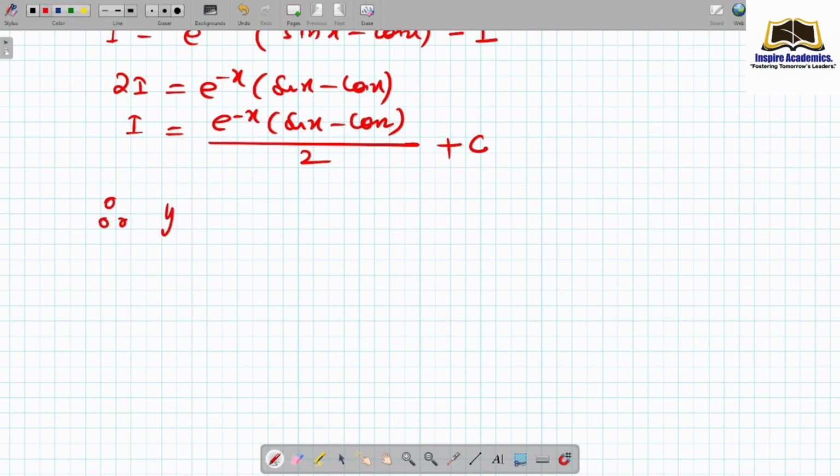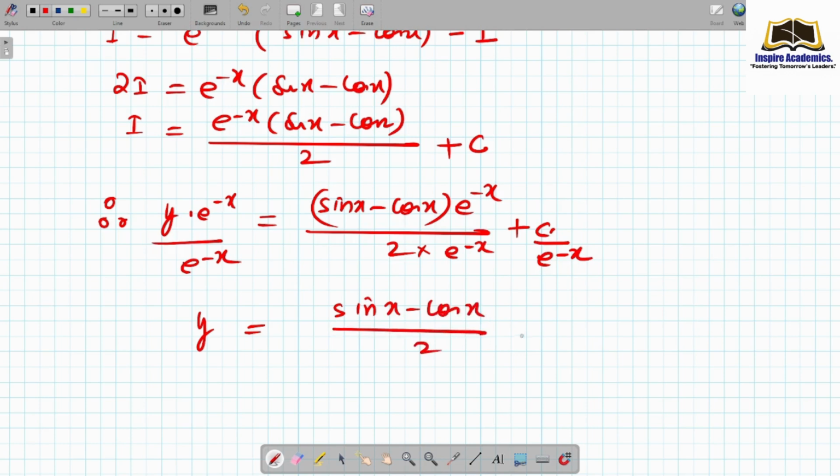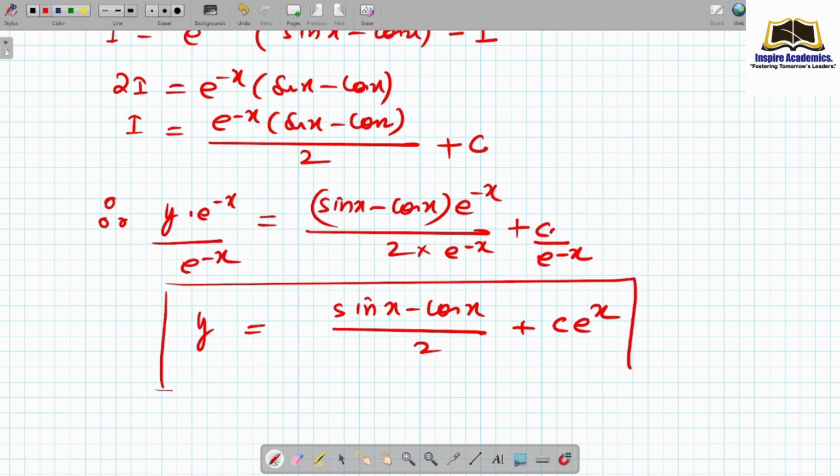Therefore y times e to the power negative x equals (sin x minus cos x) e to the power minus x upon 2 plus c. Now if I divide by e to the power minus x, I will have to divide here also and also here. Are you with me? So you will get y equals (sin x minus cos x) upon 2 plus c e to the power x, and that is my final solution.